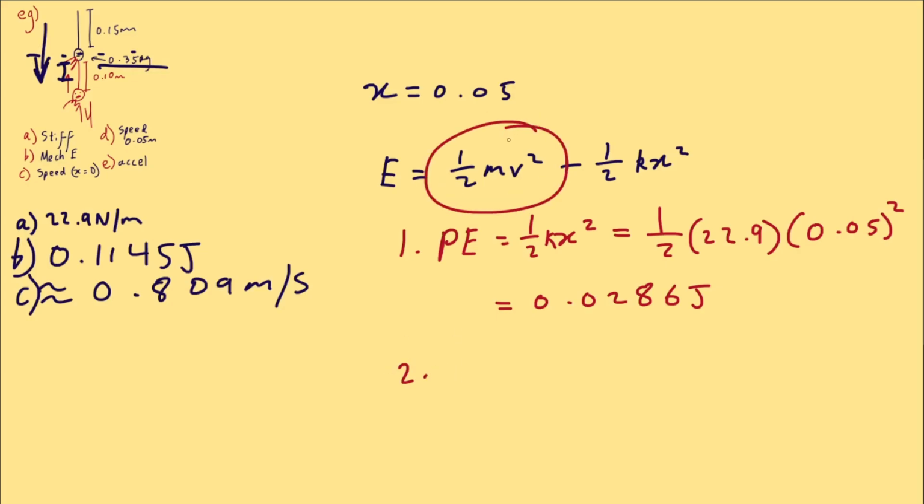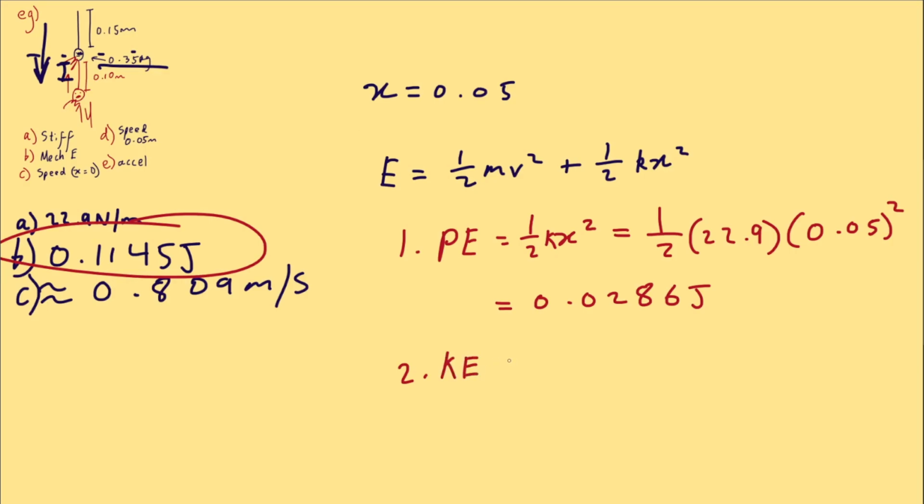How about the kinetic energy? We can't just plug and chug with this formula because we don't know the velocity. That's what we're looking for. Here's a fun strategy. Let's look at the maximum kinetic energy possible, which was 0.1145. This was when it was flying through the center.